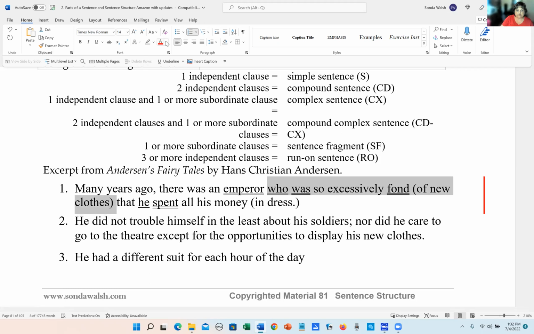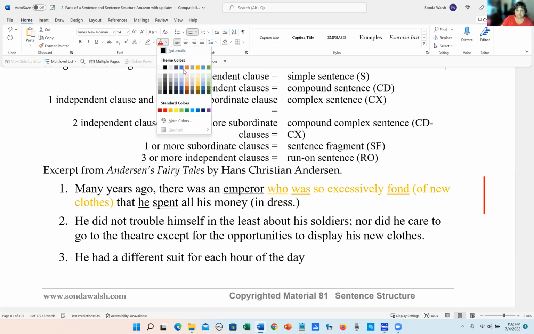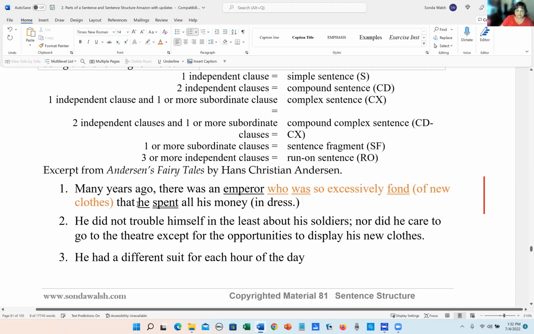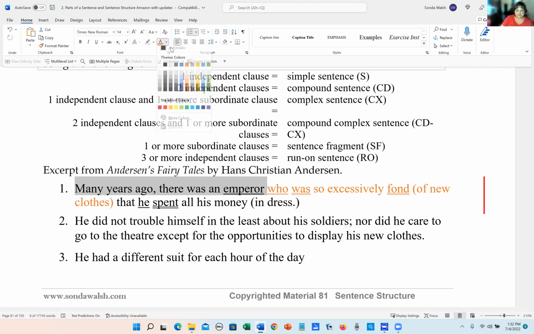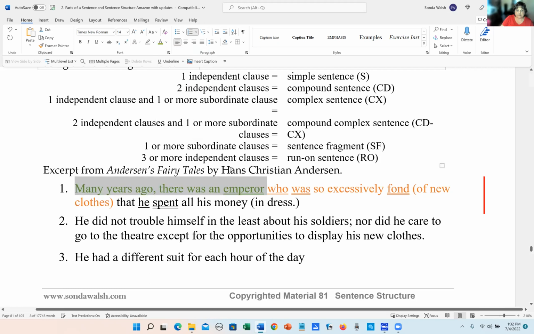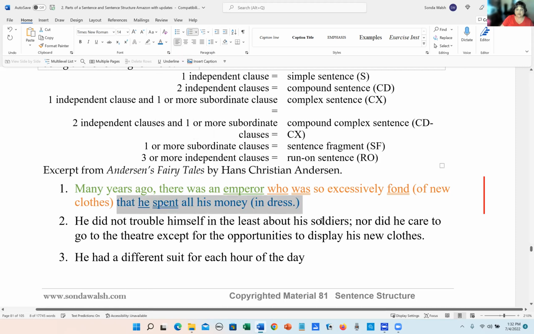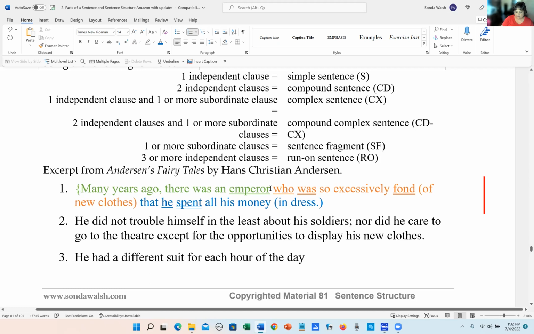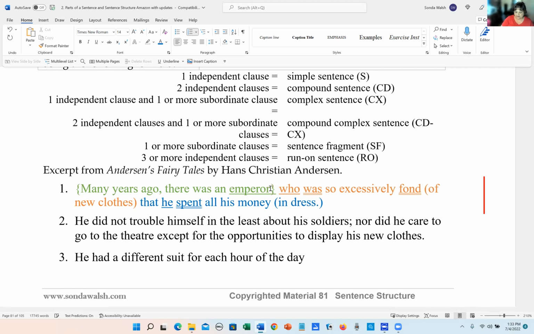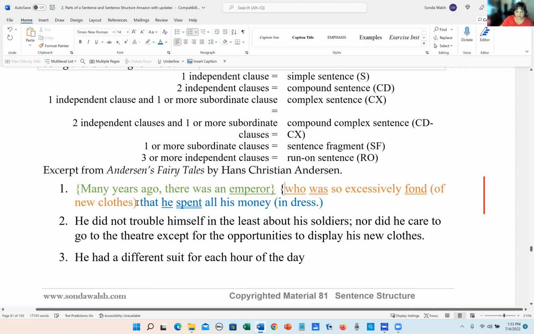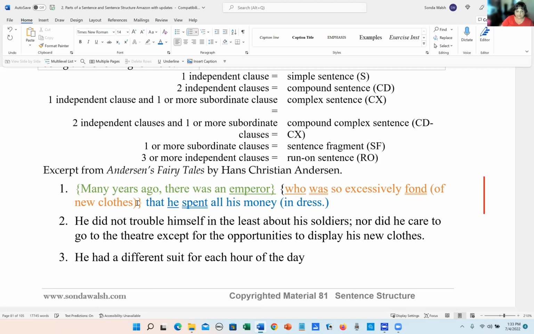I'm going to do this in different colors so that you can see the different clauses. That's one clause. Many years ago, there was an emperor. That's a different clause. And that he spent all of his money in dress is yet a different clause. So let's do blue. Okay, so I'm going to go ahead and put my brackets around these. And even though it's easier to see when I put them in different colors, I like to be able to put them in brackets too.